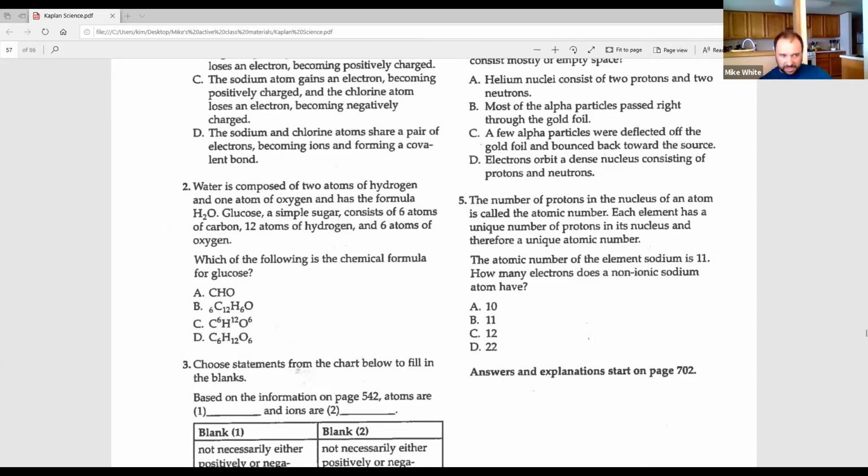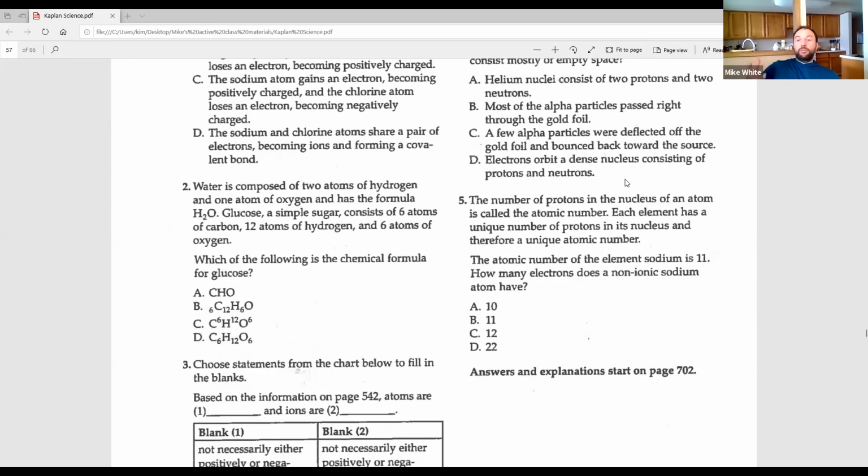So the question asks us, the atomic number of the element sodium is 11. How many electrons does a non-ionic sodium atom have? And this is kind of an unfair question because we didn't really talk about ionic or what that means. But the key here is, and I was really setting everyone up for failure here because I probably haven't properly explained everything beyond this.